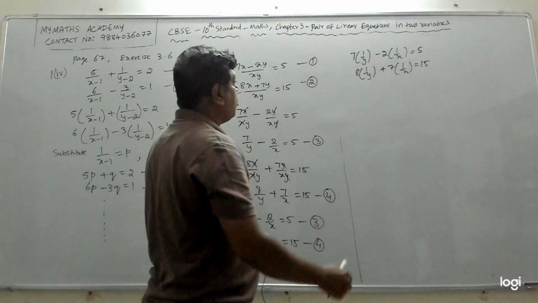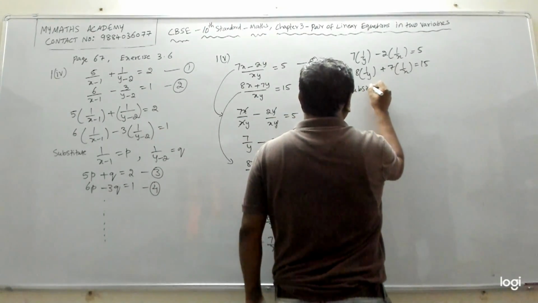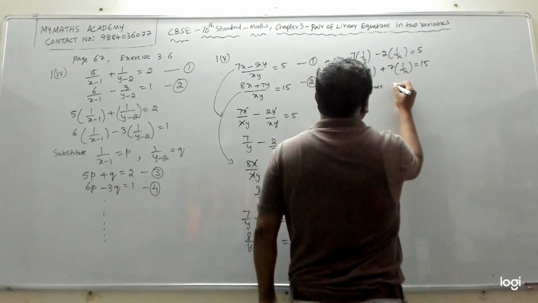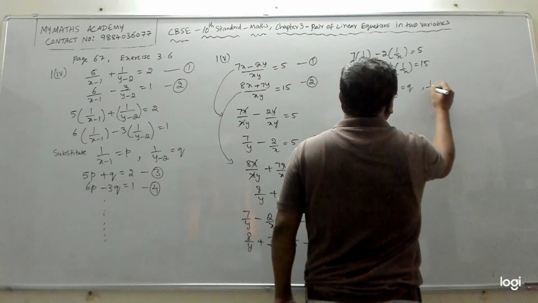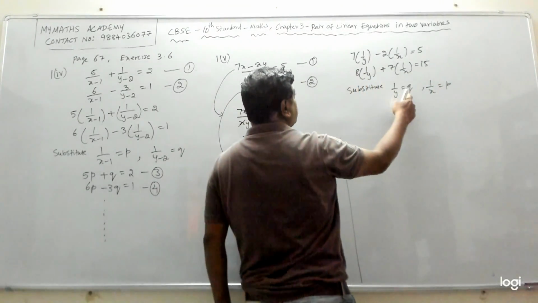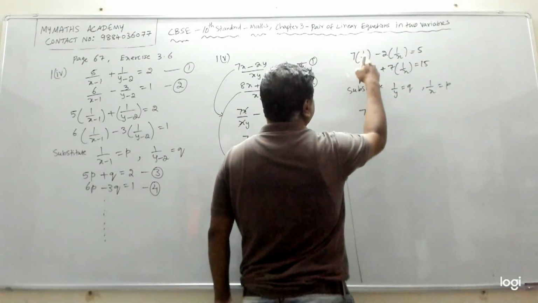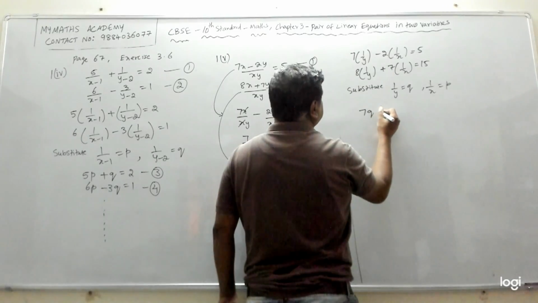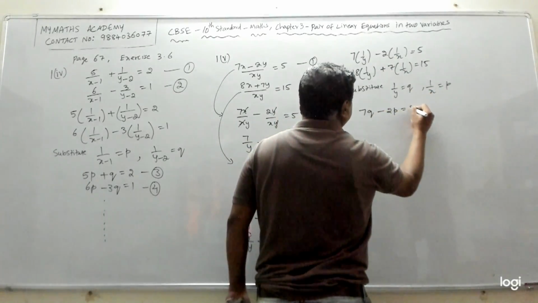Clear? Now we will substitute 1 by y as q, and 1 by x as p. Then this equation will become 7 into 1 by y, 1 by y is q, so 7q minus 2 into 1 by x, 1 by x is p, equal to 5.